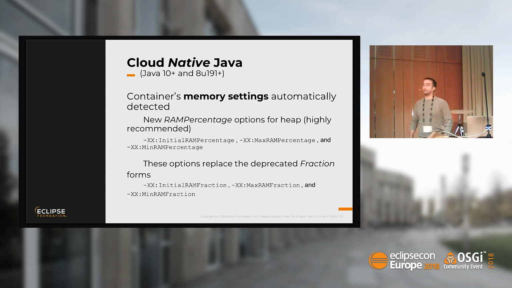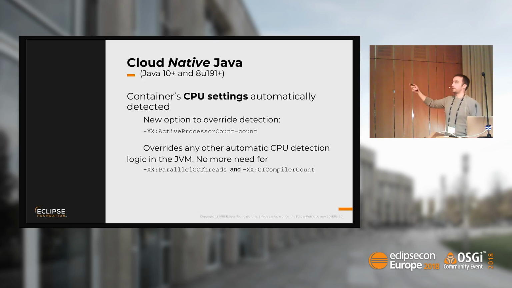If you can use Java 10 and later, or 8 update 191, which is pretty recent, or later, all those settings are automatically detected, and you don't have to specify anything on the command line. Everything is taken into account automatically. There are even new options to set the max RAM percentage that you want to assign to the heap. So instead of assigning a fraction, half, a third, a fourth of the RAM to the heap, you can now specify that you want 73% of the RAM assigned to the heap, so it's much more precise. Of course, the CPU settings are still detected automatically, and you can override this detection with this option, which will propagate to all the other options that need to know the number of processors available to your JVM.